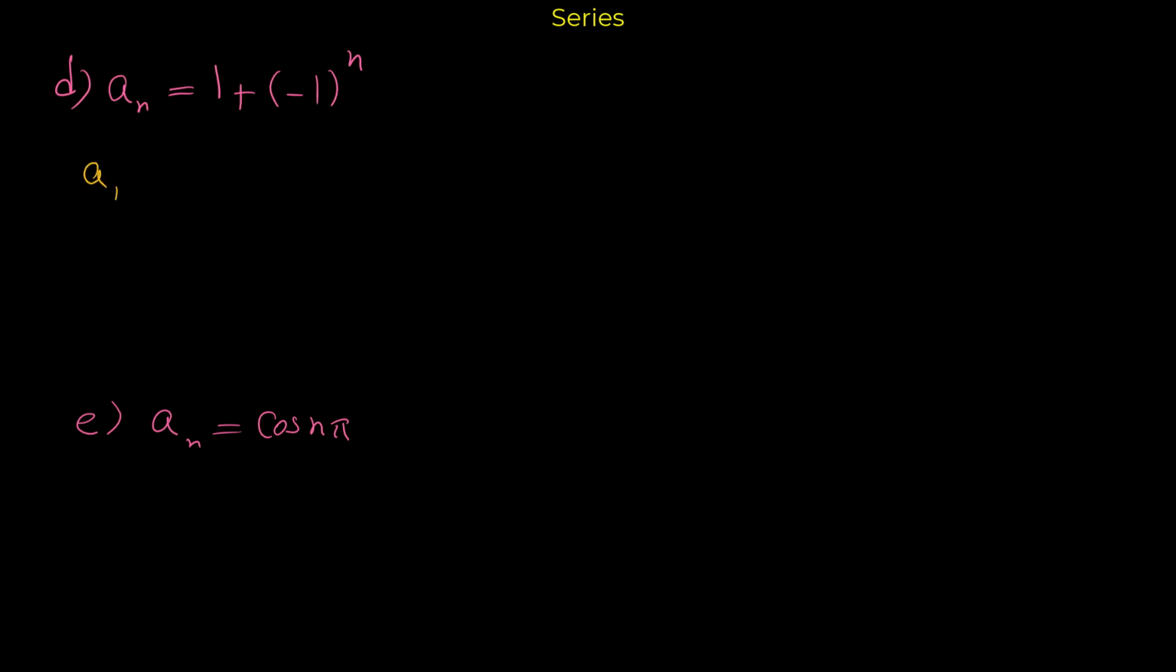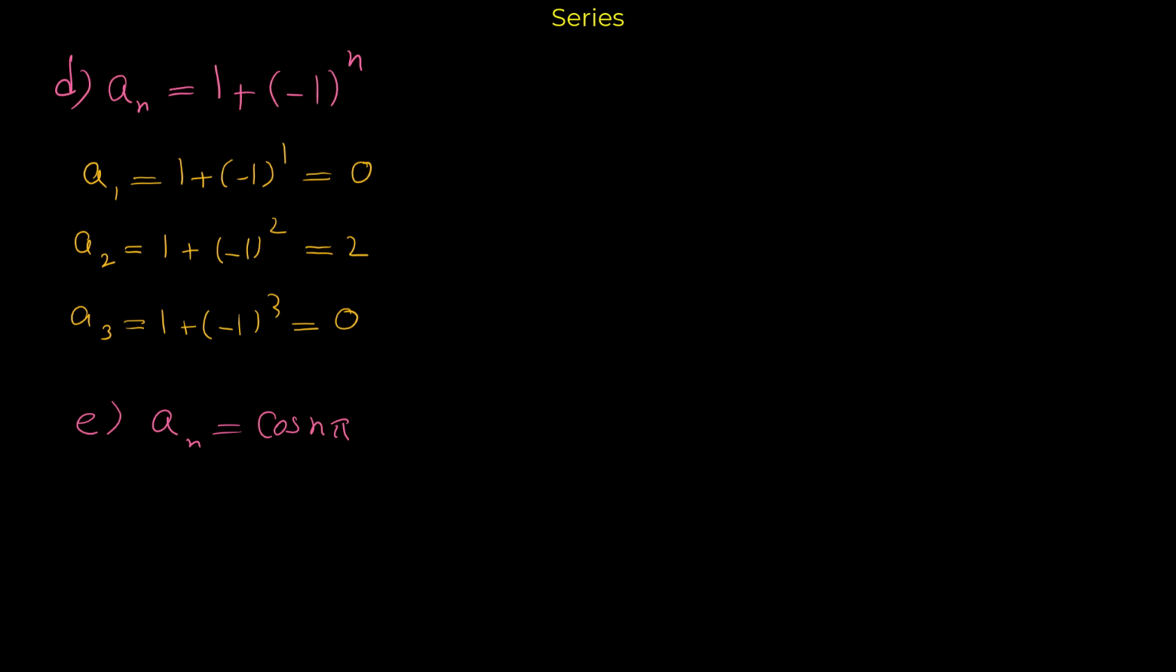So the first term, we plug in 1 for n, is 1 plus (-1)^1. It's 0. The second term is 1 plus (-1)^2. (-1)^2 is 1, 1 plus 1 is 2. a_3 is 1 plus (-1)^3, which is again 0, because it's 1 minus 1, it's 0. Can you guess what is a_4? Yes, you are right. The fourth term is again 2. And probably you can guess that the fifth term, 1 plus (-1)^5, is again 0.